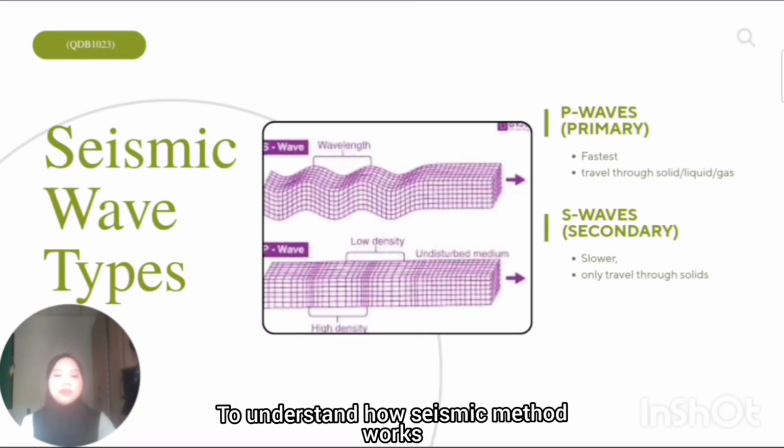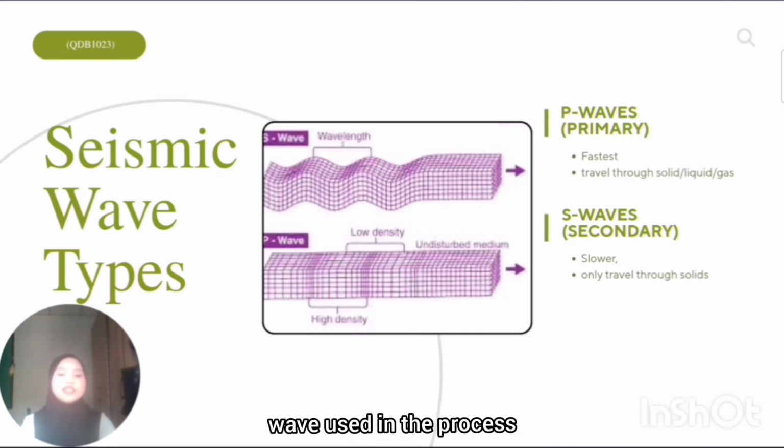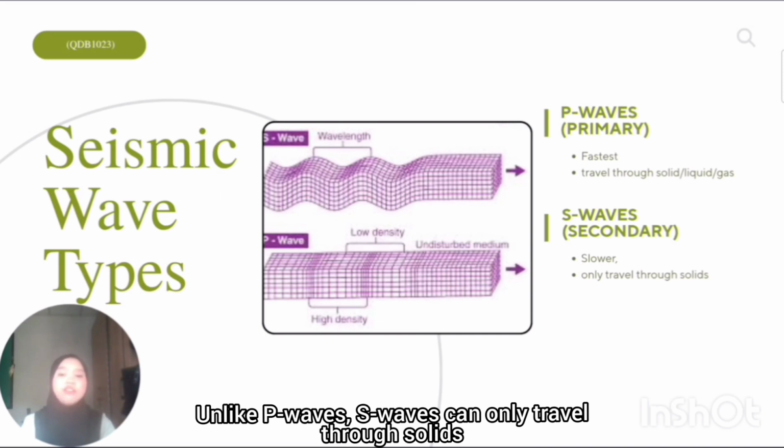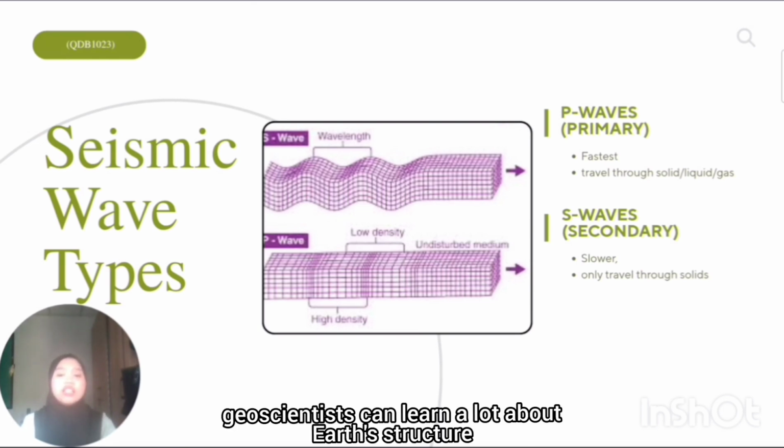To understand how seismic method works, we first need to know the type of seismic wave used in the process. There are two main types, which are P wave or primary wave. These are compressional waves that travel the fastest. They can move through liquid, solids, and gas. Apart from that, there is S wave or secondary wave. These are shear waves that move slower than P wave. Unlike P wave, S wave can only travel through solid. By analyzing how these waves move through different layers underground, geoscientists can learn a lot about Earth structure.